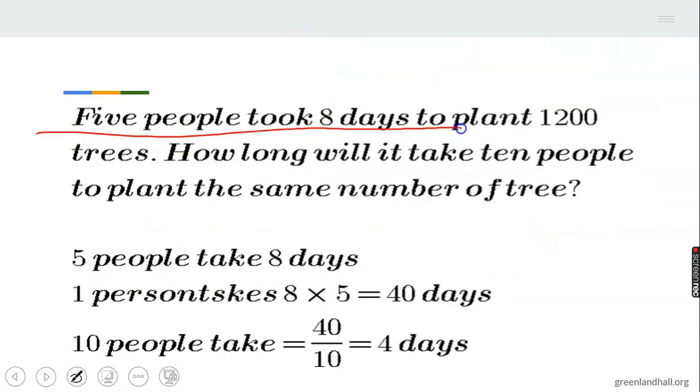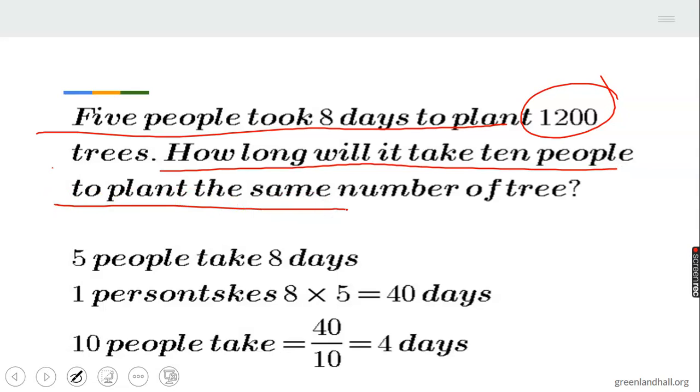Now 5 people took 8 days to plant 1200 trees. How long will it take 10 people to plant the same number of trees? Now as usual, 5 people take 8 days. Now you have to look for what it will take 1 person. Now 1 person takes 8 times 5, which equals 40 days.